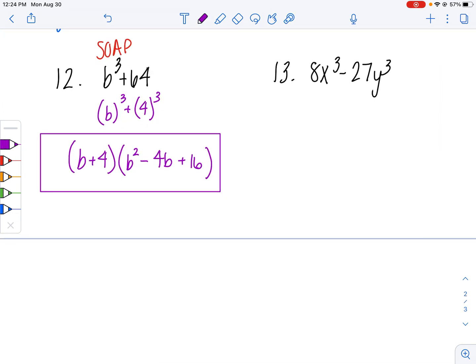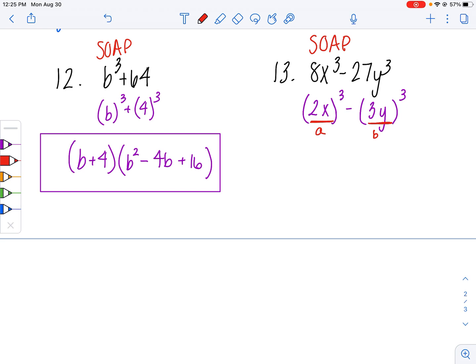13, oh, I see some cubes, so I'm going to try to do difference of perfect cubes. Let's see if I can rewrite it as a difference of cubes. Well, 8 can be written as 2 cubed, x cubed. 27 can be written as 3 cubed and y cubed. So this is my A value. This is the first value. And this is my B value.